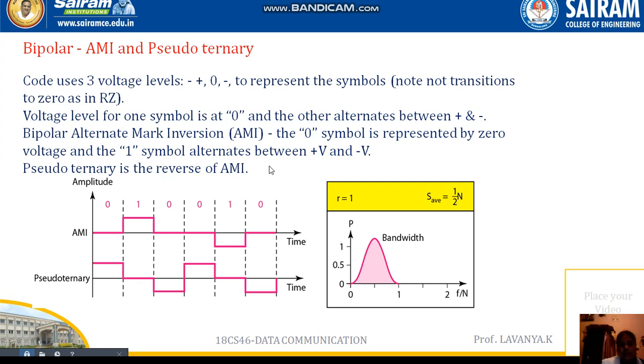Today we're supposed to explain the bipolar AMI technique and pseudo ternary. The bipolar AMI technique is the alternate mark inversion method, and the pseudo ternary method.